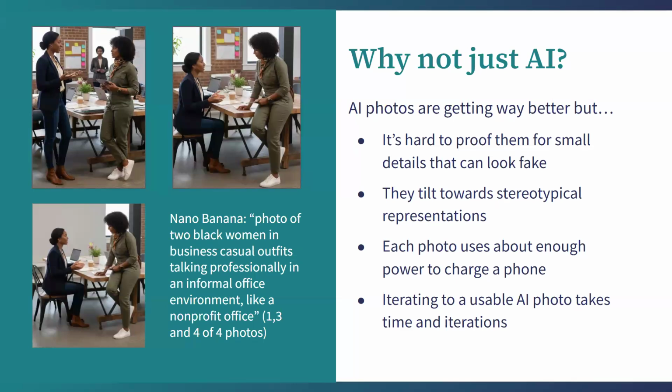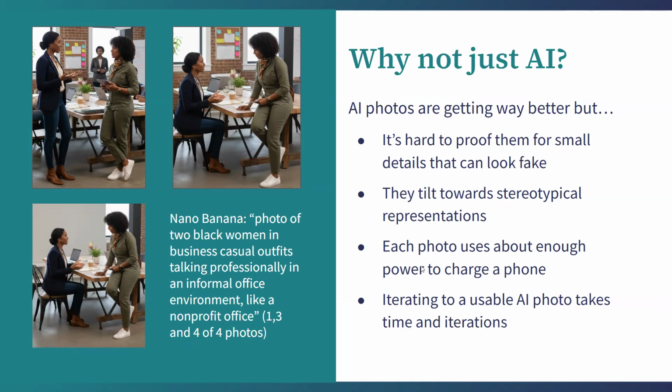So why not just use AI? AI is getting better all the time, but there are some key reasons. It's hard to proof them for small details that might just be off or odd, like things that are too smooth looking, like chair legs that don't make sense, things like that. They tilt toward stereotypical representations. So you need to really have an eye towards that type of stuff.